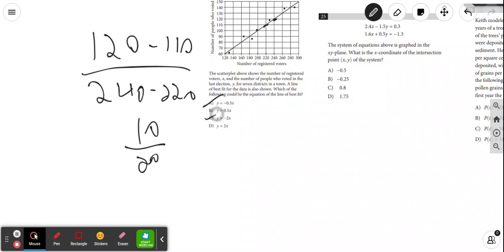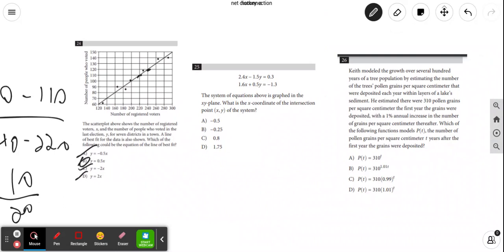It's not this, not this, not this, not this. It's B. It doesn't ask for the y-intercept, so you don't really need to worry about that. None of them have the same slope either.